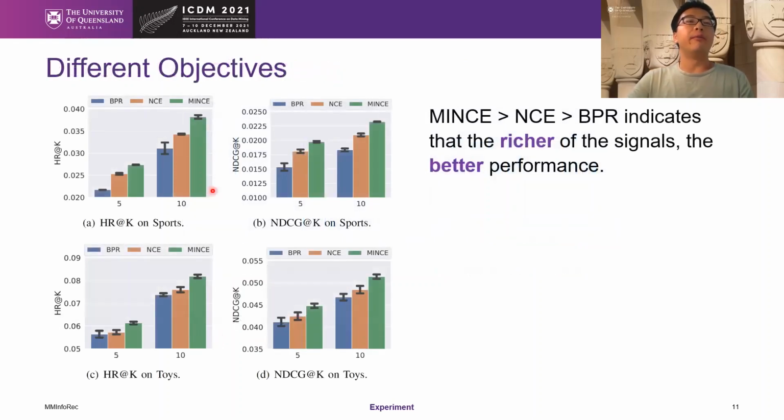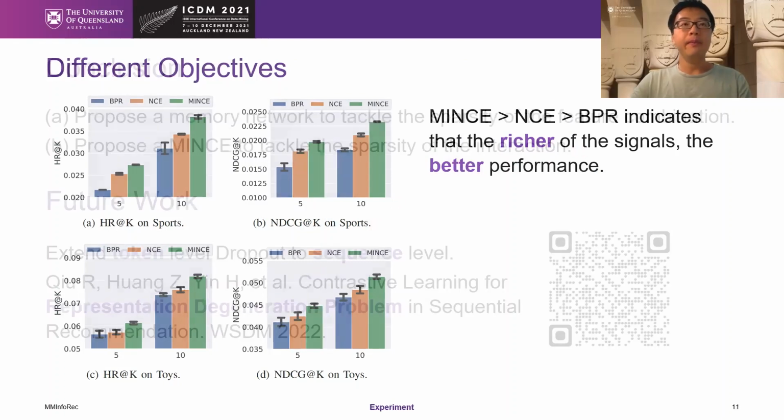We also compared these 3 objectives on the same model. So we can see that generally multi-instance NCE is better than NCE, and NCE is even better than the BPR. So we can say that if the model is trained with richer signals, the performance will be better.